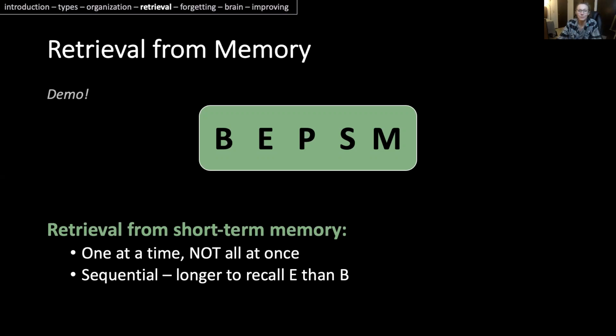But what about long-term memory retrieval? So I have another demo for you. Which of these pictures have you not seen at some point during this lecture? Bonus points if you can remember where you've seen these other pictures at.